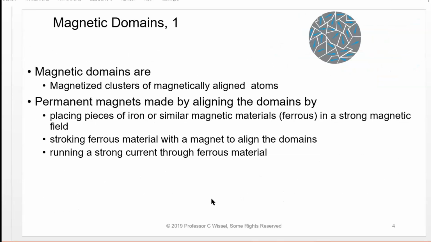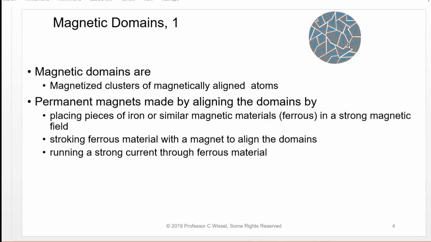Okay, now what are magnetic domains? Magnetic domains are magnetized clusters of magnetically aligned atoms. And basically, this occurs in ferromagnetic material. Permanent magnets are made by aligning the domains by placing pieces of iron or similar magnetic materials, such as ferrous materials, in a strong magnetic field, or by stroking the ferrous material with a magnet to align the domains, or running a strong current through the ferrous magnetic material, or anything you can do to disturb this.